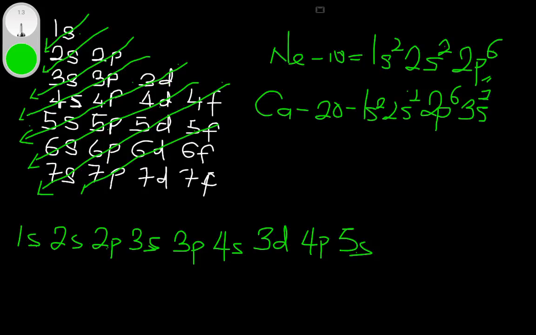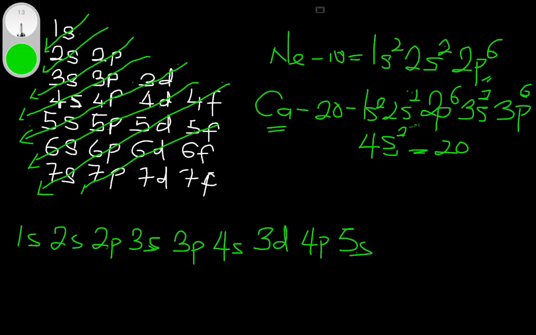The next is 3p. P can take 6, so we have 6. Now we have 18 electrons. Then the next is 4s. 4s can take 2, so you see, 2 plus 2 plus 6 plus 2 plus 6 plus 2 gives us a total of 20. So this is the electronic configuration of calcium.